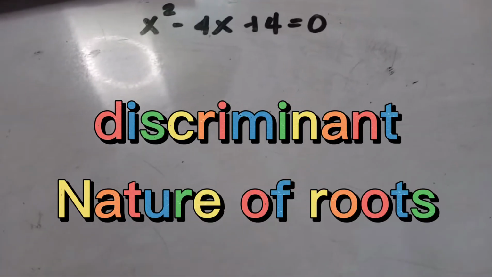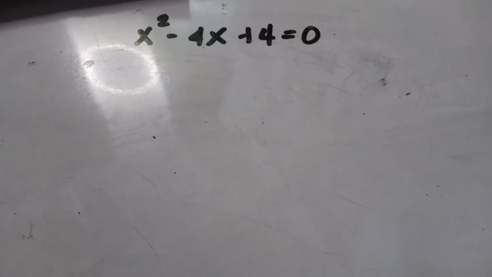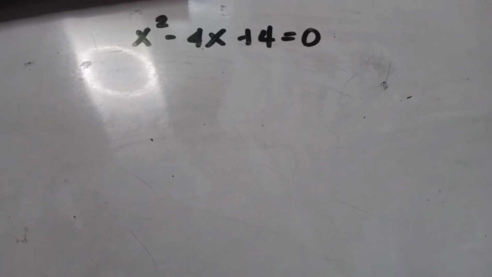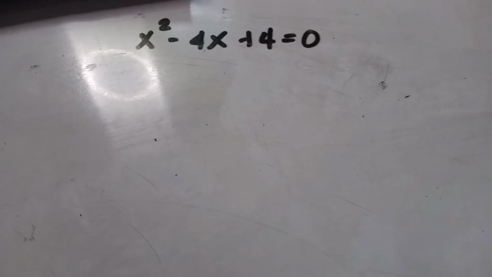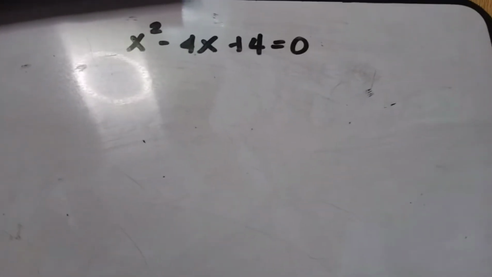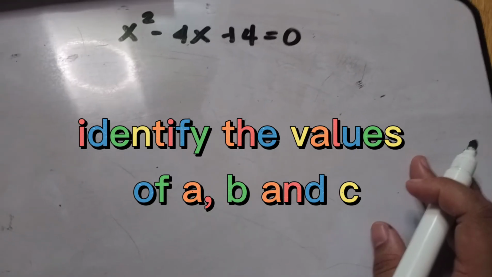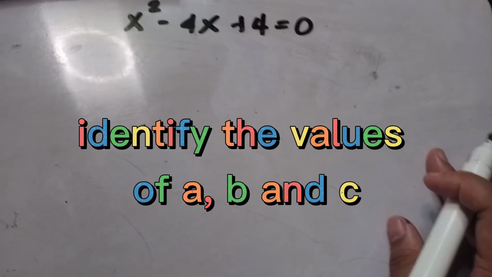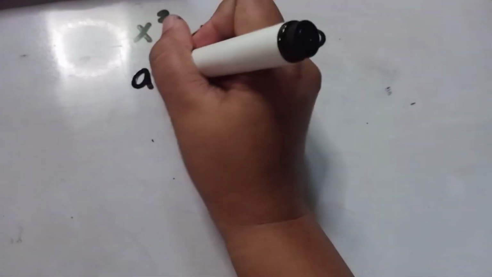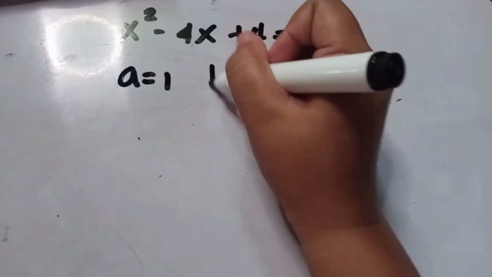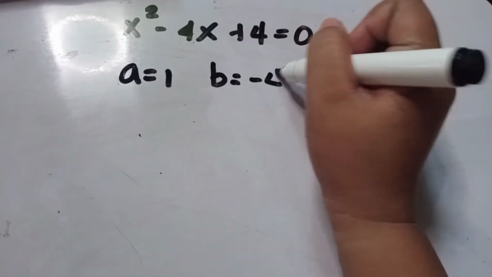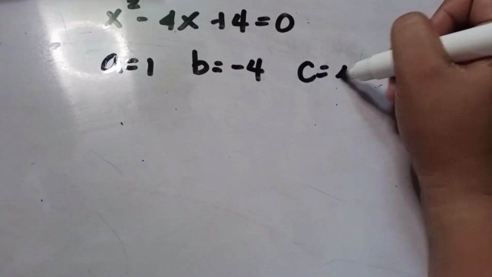We have here a quadratic equation, x squared minus 4x plus 4 is equal to 0. Let us now find the discriminant of this quadratic equation. The first step, identify the values of a, b, and c. So what is a here? a is 1, b is negative 4, and c is positive 4.